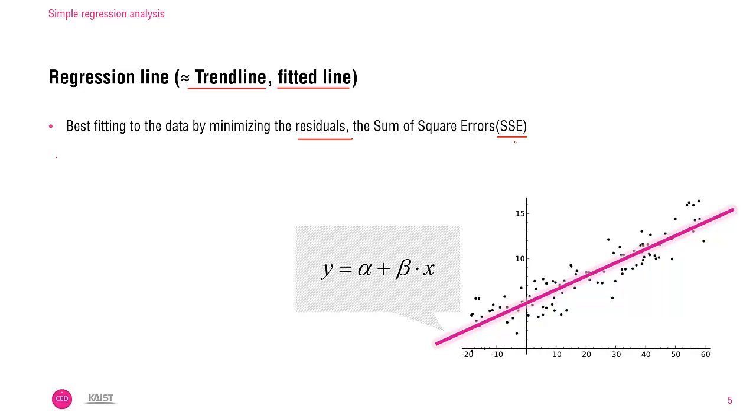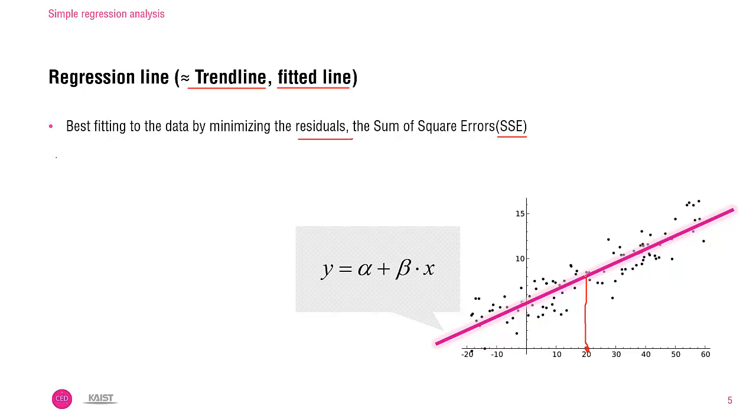The residual is the size of error. Regarding a certain x value, let's say 20, so-called ideally, the y value should be on the regression line here. If it is so, then the size of residual is 0.